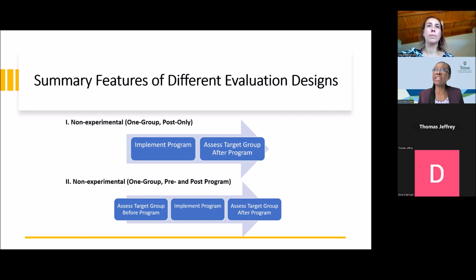So if you're working in a geographical area, for example, you don't know whether the other areas that did not get your program also changed, because change happens. Nowadays, we have the internet, people are listening to all sorts of things. There's so much communication going on. Change can happen even if you do nothing. So you know that here in your target group, change occurred, but you don't know whether you're responsible for it.